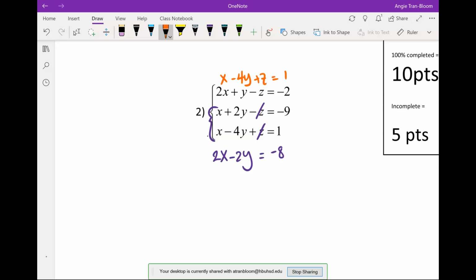Did you eliminate z again? Yeah. Okay, so if you eliminated z, what did you get? 3x minus 3y, like that? Yeah. Equals negative 1. Now what would you do next? You have 2 variables, 2 equations, just like number 1. What's your next step?